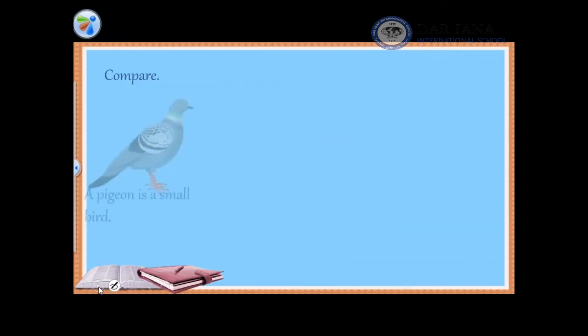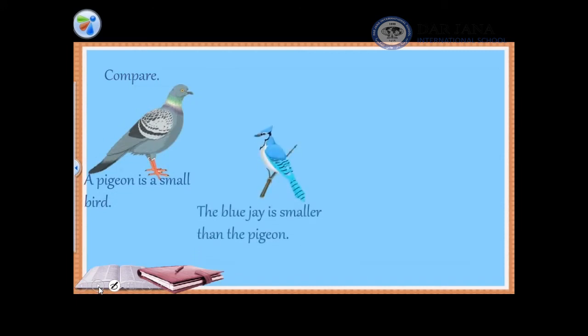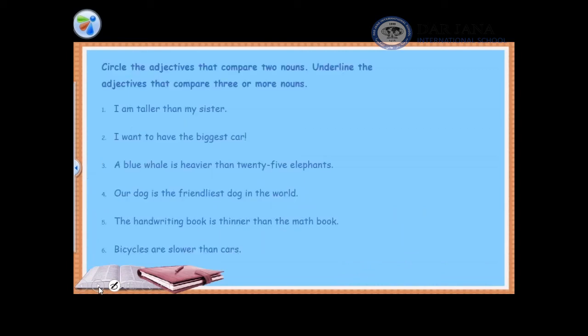Compare. The pigeon is a small bird. The blue jay is smaller than. Again, I need to pay attention to the word than. Once I see this word, I know that I should add ER to the adjective. The hummingbird is the smallest of the three birds. I add EST to small because here I'm comparing among more than two objects or animals.